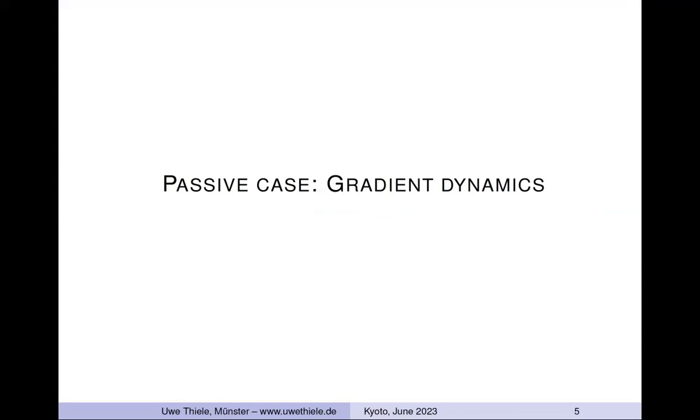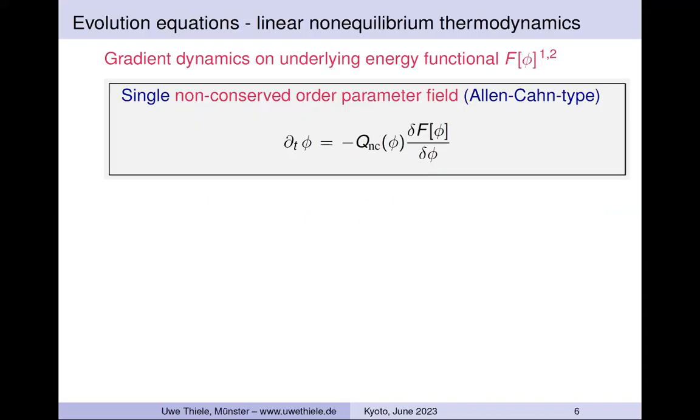Okay, let's first talk about the passive case. And I introduce you to the idea of gradient dynamics, or what I call gradient dynamics, right? I mean, many people do this from slightly different points of view. So let's assume you have a system you can describe by a scalar order parameter field, like a density or a film height or so on.